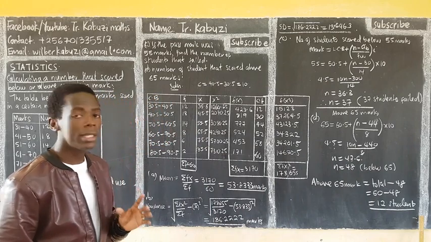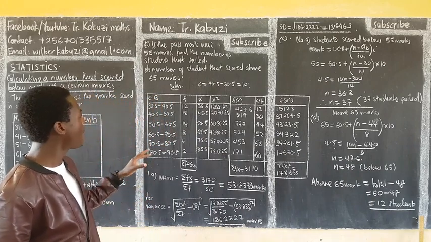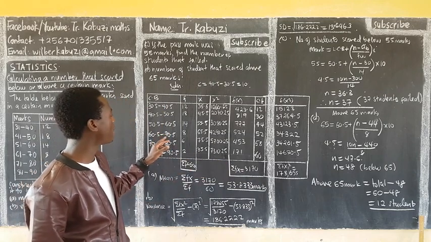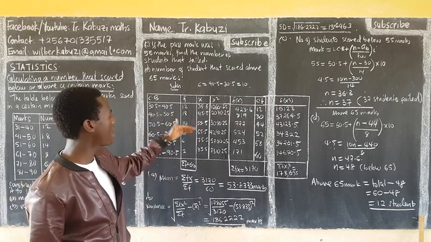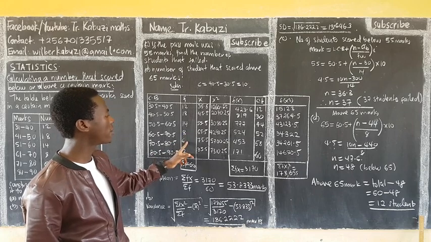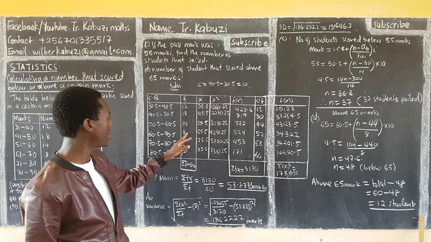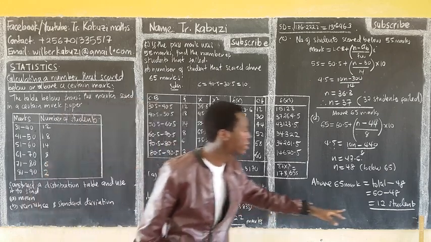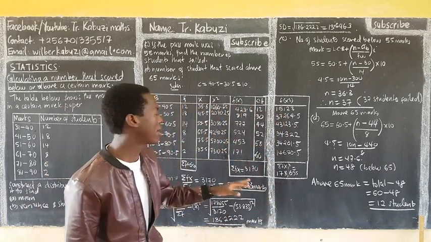Now, how do you check whether you're right? You come to above 65. So it's mark 65 and above, from here to here. These are the number of students. When you add these ones, you get 14. And then when you add these ones, you get 14. And this will be 16. You see, it's closing. But why are these ones 16?